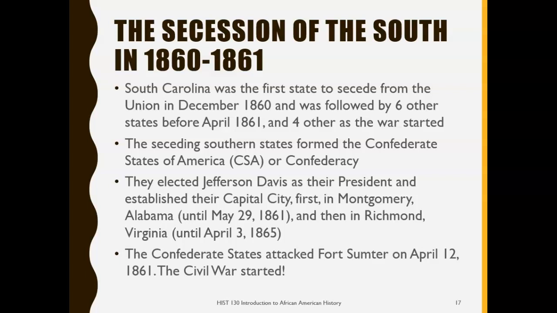They elected a new president, which was Jefferson Davis. They also established the capital city first in Montgomery, Alabama, until May 1861, and then they moved the capital city to Richmond, Virginia, until the end of the Civil War in 1865. The Confederate States started the Civil War because they were the ones who started the attack on Fort Sumter on April 12, 1861. So that's how the Civil War between the North and the South started.